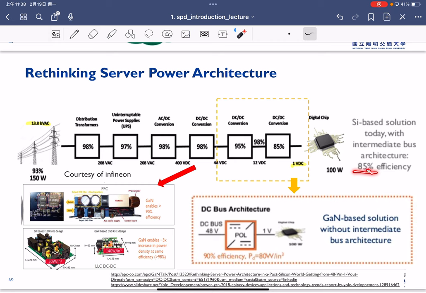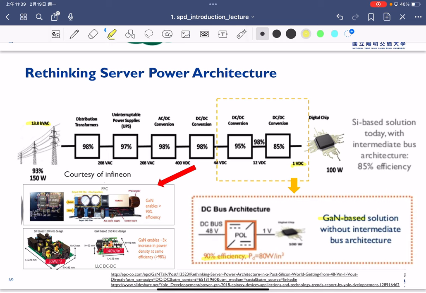But if we can use some new material for the transistor, for example gallium nitride, actually you can replace these two converters with one, because in here you can already transform from 48 volt to 1 volt, but also with a higher efficiency. So that's still the same as for the logic device. We are trying to reduce the power consumption, but for the more than Moore device, like the power device, we try to reduce the power loss during the electricity delivery, and we try to improve the efficiency.